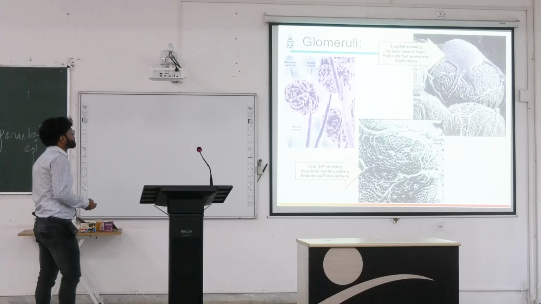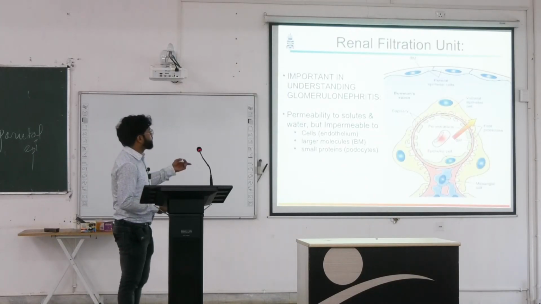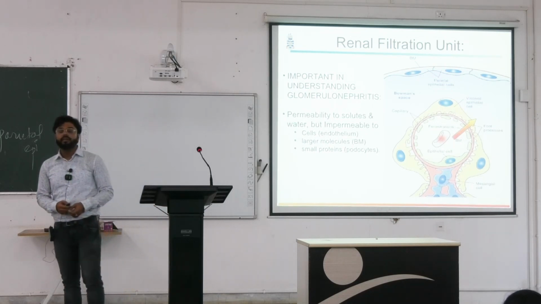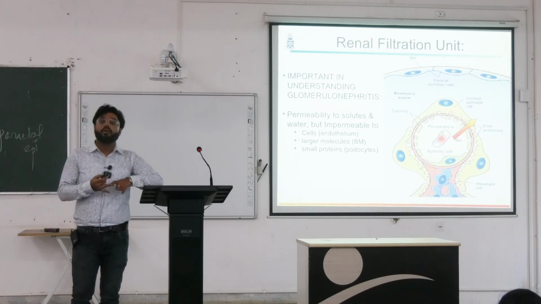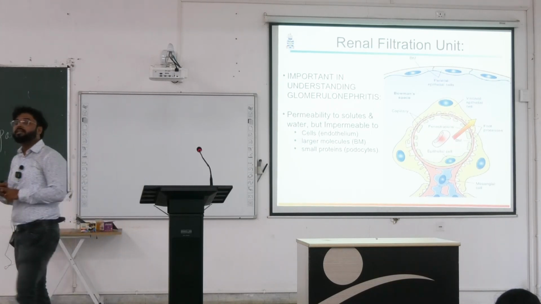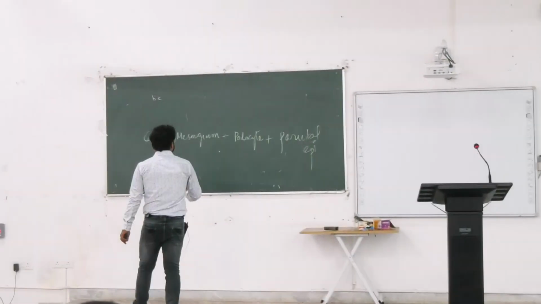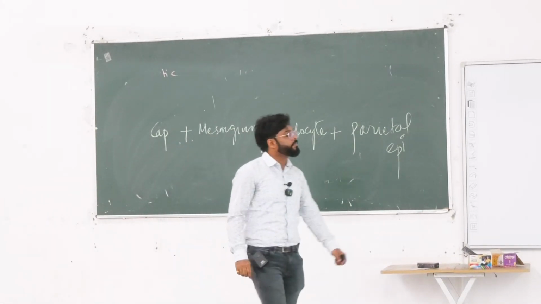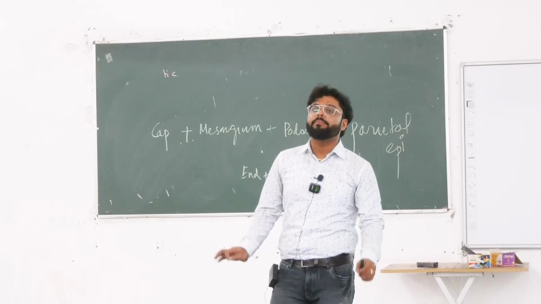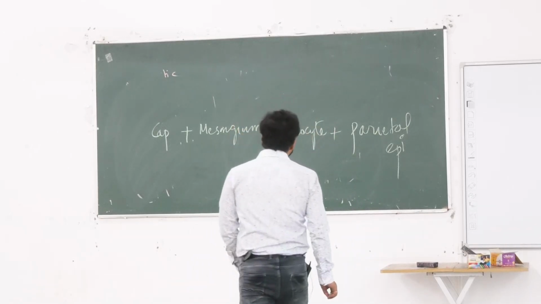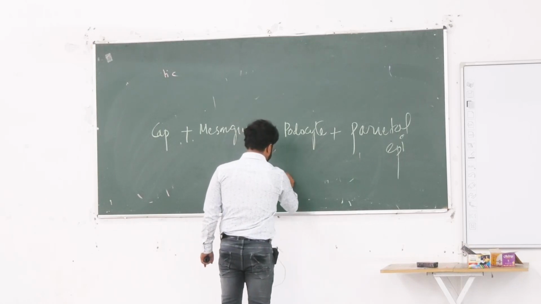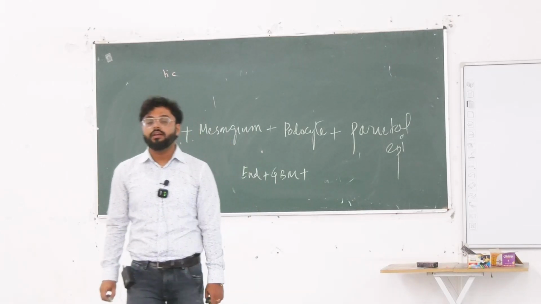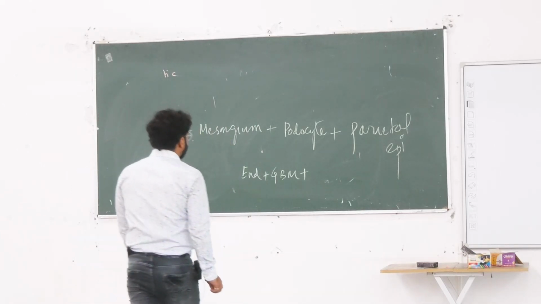Next. So what I was saying, ultimately, this is the filtration unit. The filtration unit is ultimately composed of what? One is fenestrated endothelium, plus basement membrane, the glomerular basement membrane of the capillary, GBM, and foot processes of what? Podocyte. Foot processes of podocyte.